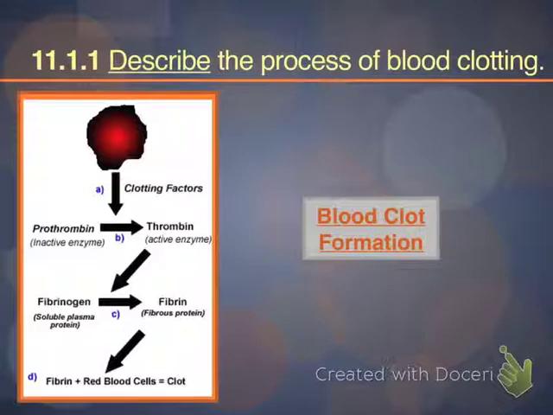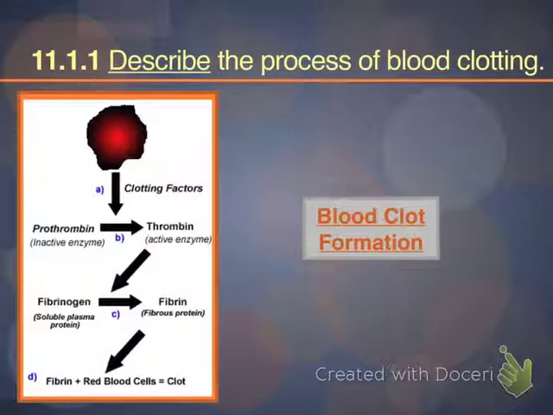Okay, so that change is indicated by letter A here, which is a release of clotting factors. Okay, so when the injury occurs, clotting factors are going to be released into the blood. They are going to signal an inactive enzyme called prothrombin to be converted to an active enzyme called thrombin. Okay, so that is the first change that happens because of this injury. Prothrombin is converted to thrombin, and thrombin is an active enzyme.